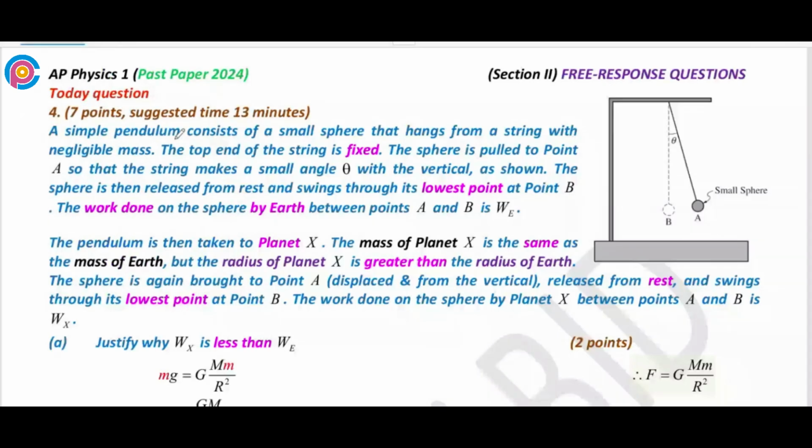Hi, we have the AP Physics 1 Past Paper 2024. We are discussing the Free Response Question section. In this section, question number 4 carries 7 points.